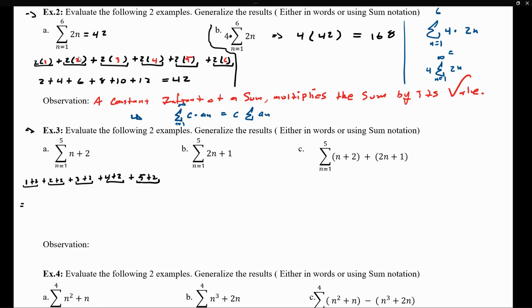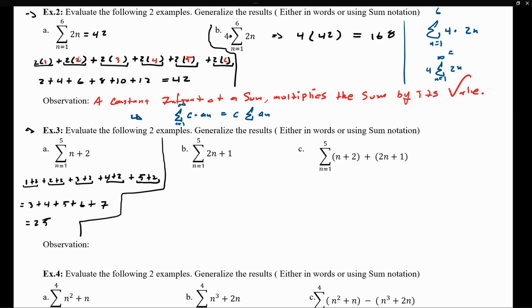And if we evaluate this, my first expression is going to be equivalent to 3. Then this is 4. Then this is 5. Then this is 6. And this is 7. And if we add all this, it is equivalent to 25. Okay, let's put this aside.